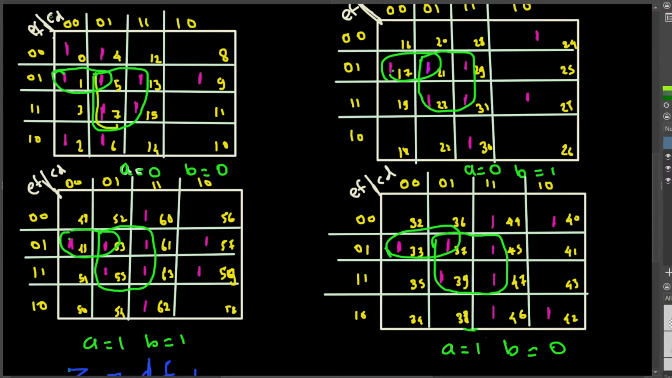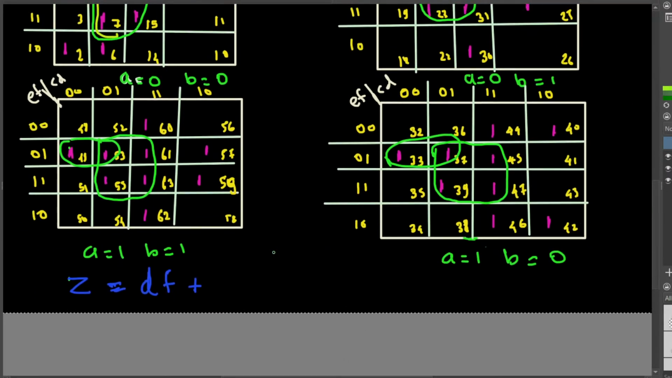What about C and D? C is 0, 0. In both of them C is 0, so C is not changing. It's going to be in the equation we are putting. C is 0, so I have to put a complement for it. And D is changing. D is 0, 1. How about E and F? E and F are 0, 1, right? It's in one row, so E and F are going to be the same all over, 0 and 1. E is 0, so I have to do a complement for it. And then F is 1, so I keep it as it is.